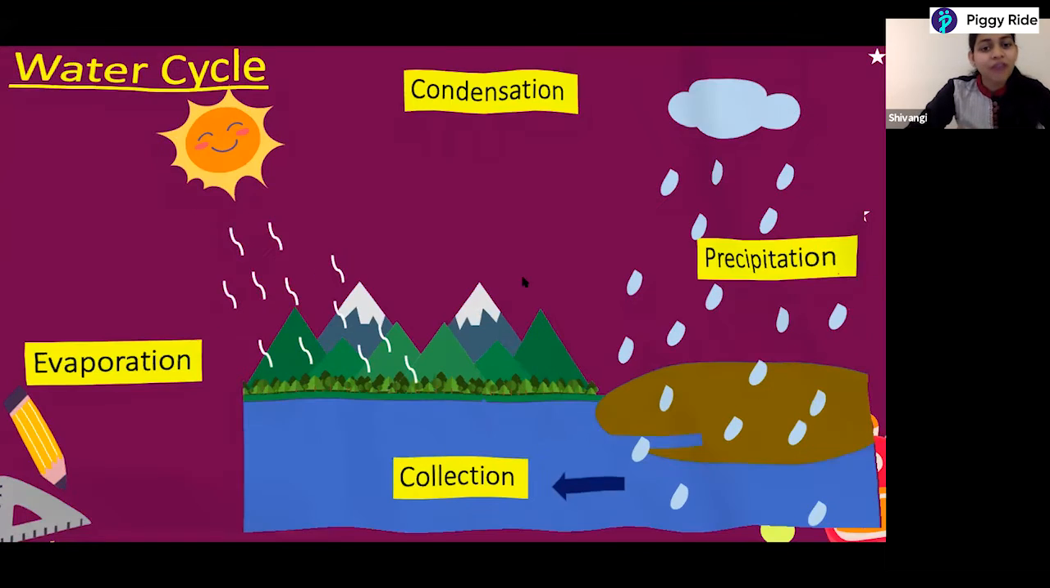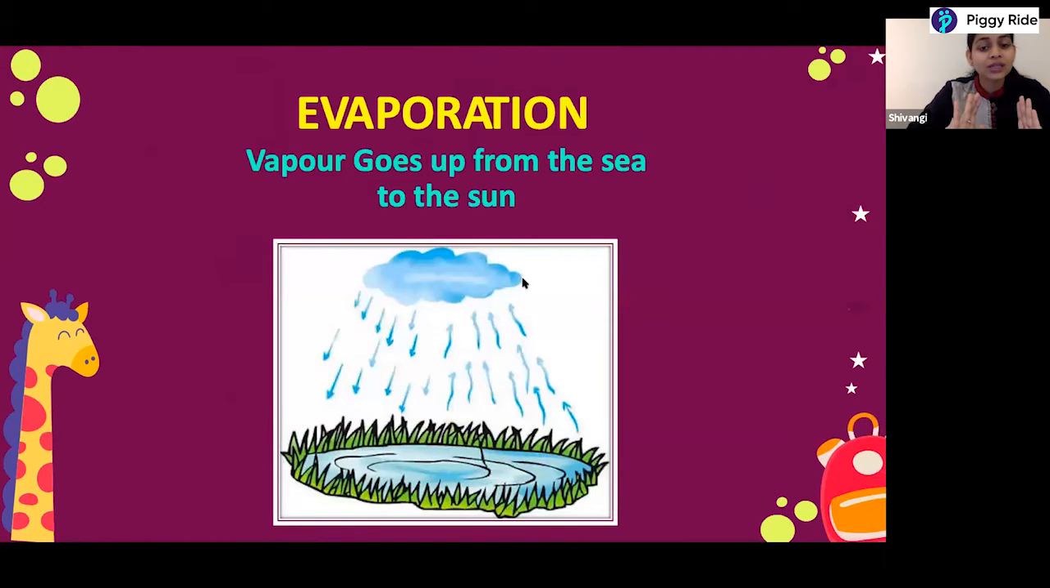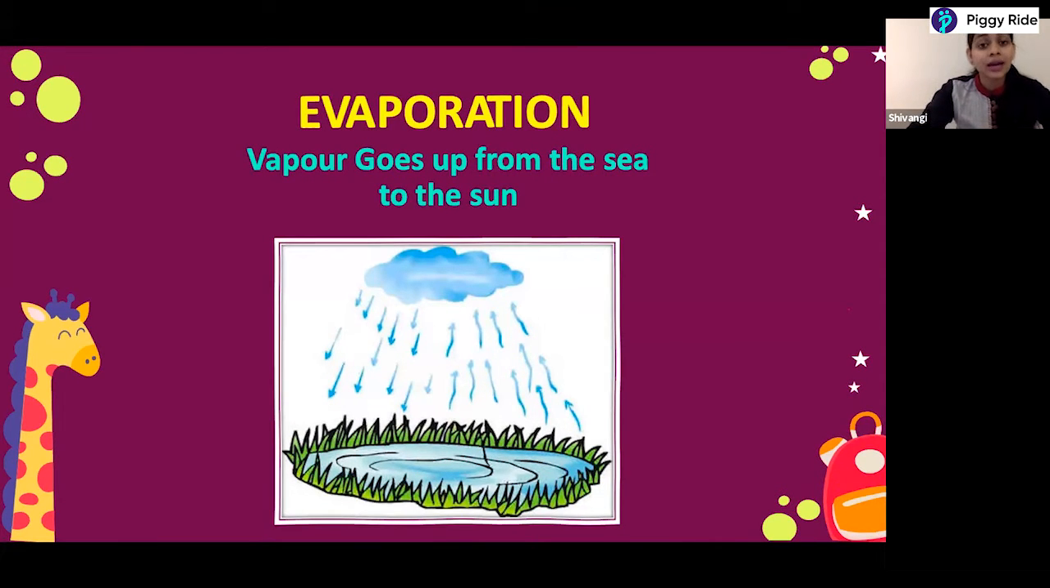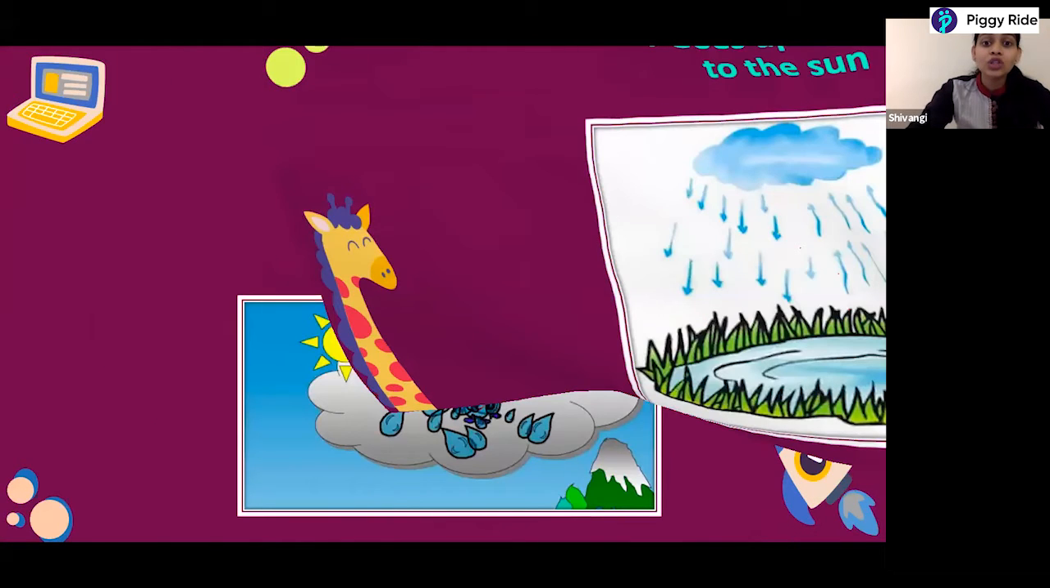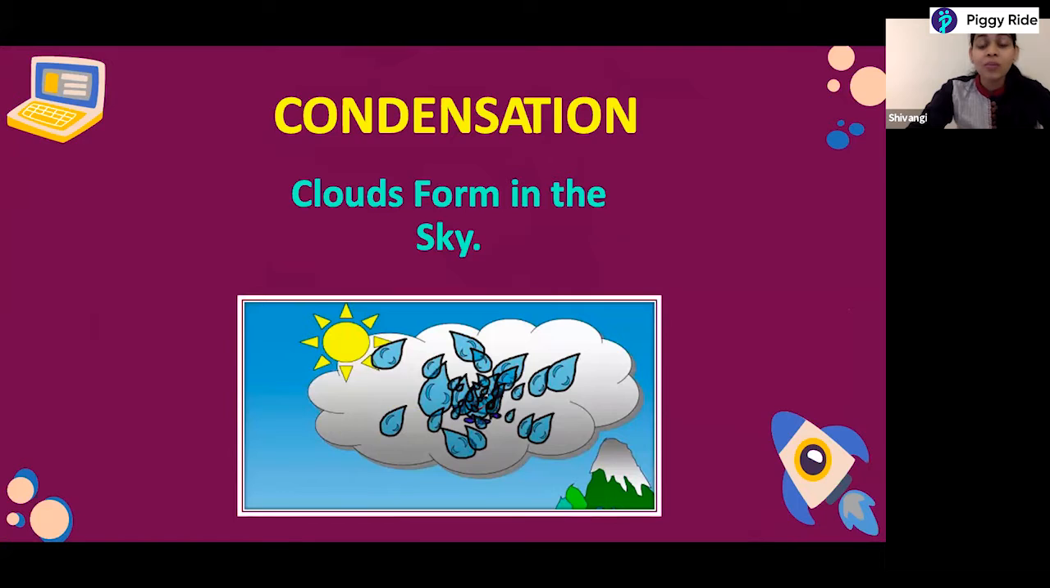So evaporation is when vapor goes up from the sea, or from any water body, because of the sun. Learned? When vapor goes up from any water body because of the sun, it is called evaporation. Correct? And then there is condensation. Condensation is clouds forming in the sky. All the water droplets come together and form big clouds in the sky. That is called condensation.